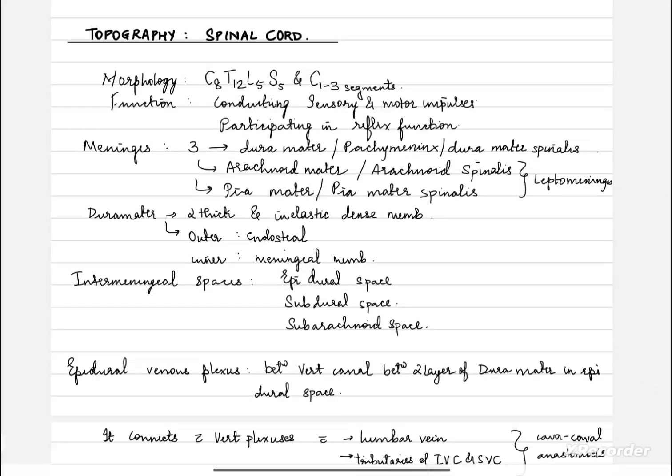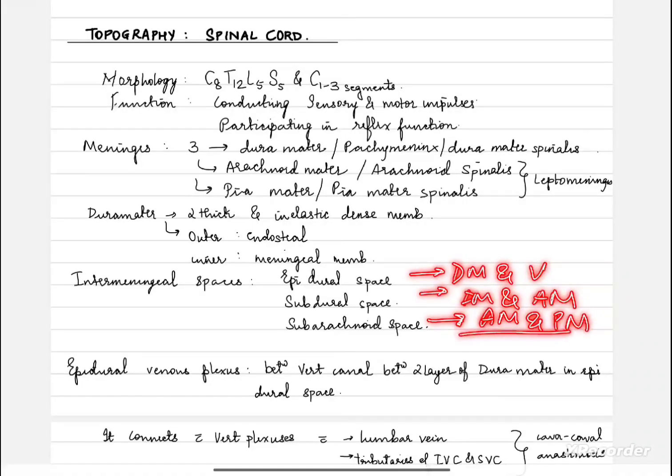Now the dura mater has two thick layers and is an inelastic dense membrane. Outer is the endosteal, inner is the meningeal membrane. Now intermeningeal spaces: there is epidural space, subdural space, subarachnoid space. Epidural space is between dura mater and vertebrae. Subdural space is between dura mater and arachnoid mater. And subarachnoid space is between arachnoid mater and pia mater, where CSF is present.